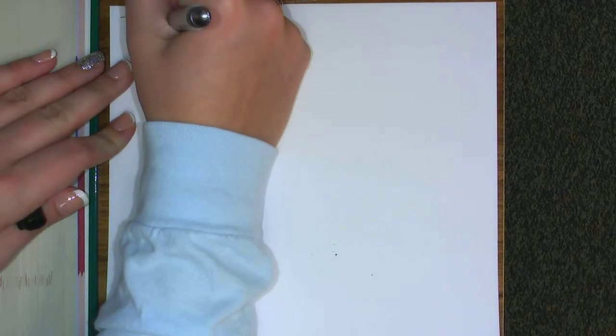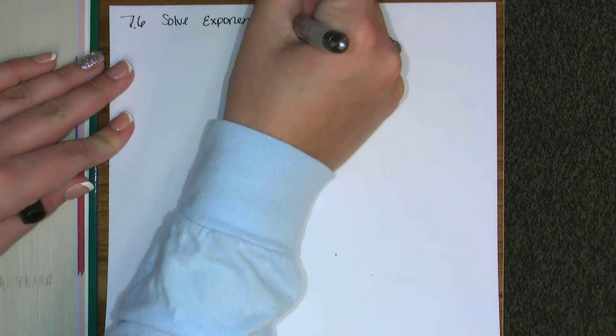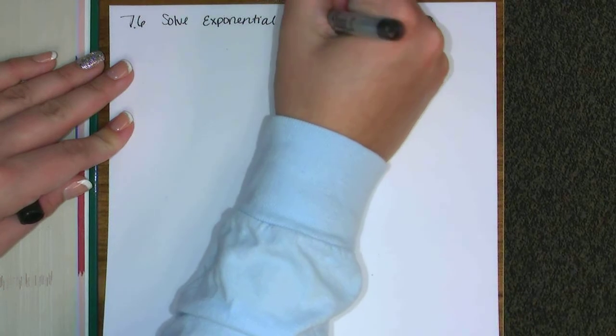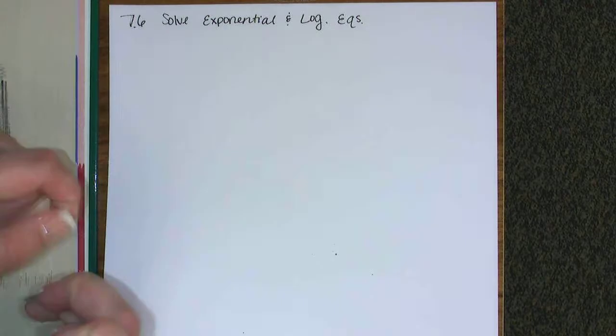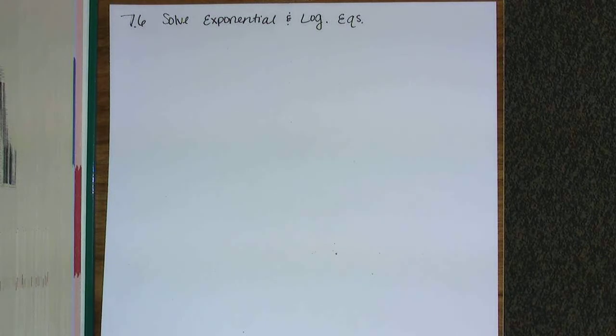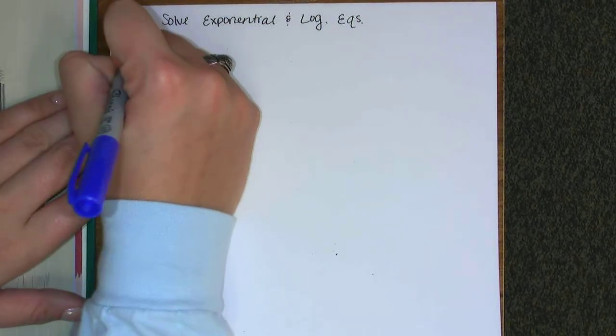7.6 is our next section, and it is to solve exponential and logarithmic equations. So there's two properties of equality, or just informational things, I guess you could say, that you need to know out of this section, and then we'll just go through and do several examples.